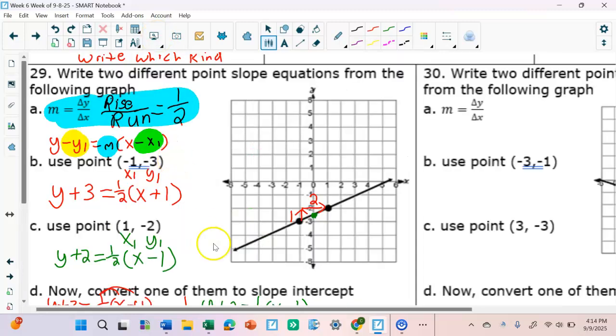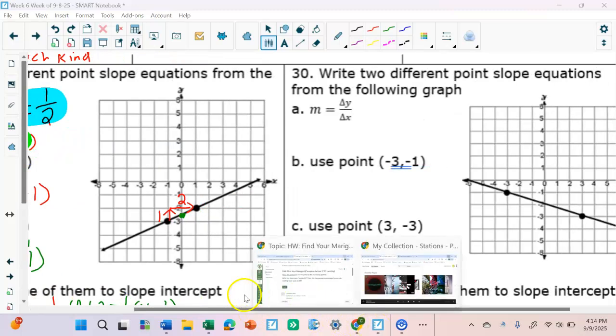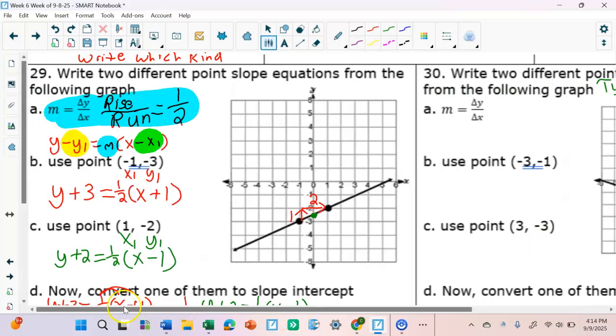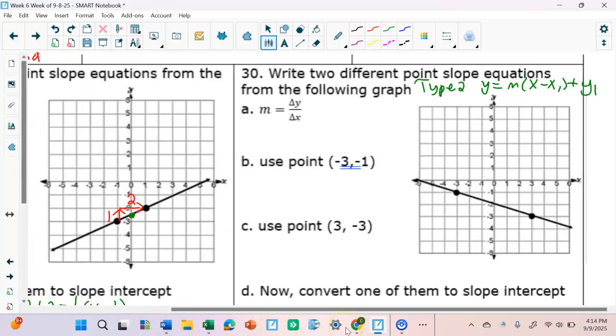On 30, okay, I think I'm going to make you write type 2 to get used to it. So up at the top, I'm going to say type 2, which is y equals m(x minus x1) plus y1. So it's just a derivation of this one. All I did was add y1 to both sides. So I think in the directions I'm going to make you do type 2. Okay, and this is fall over run.